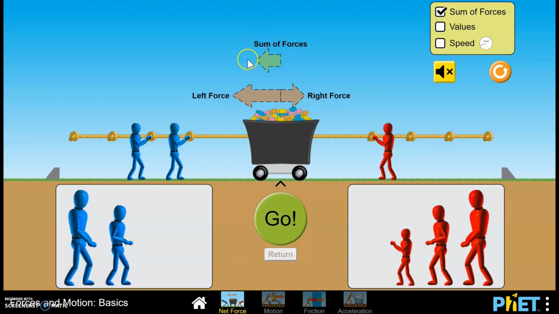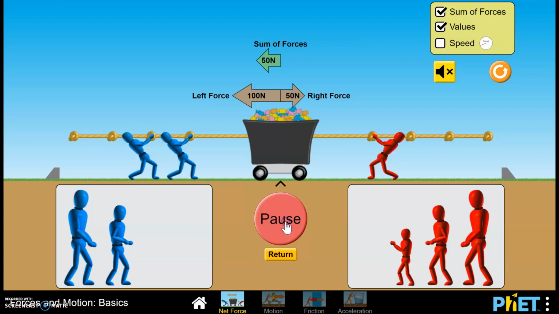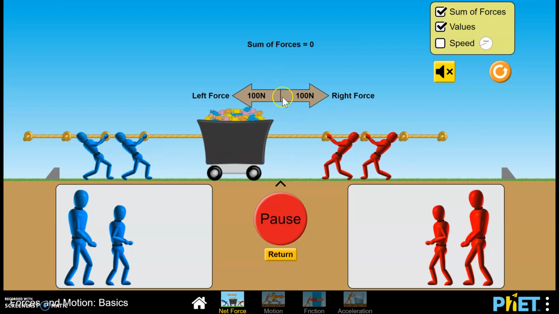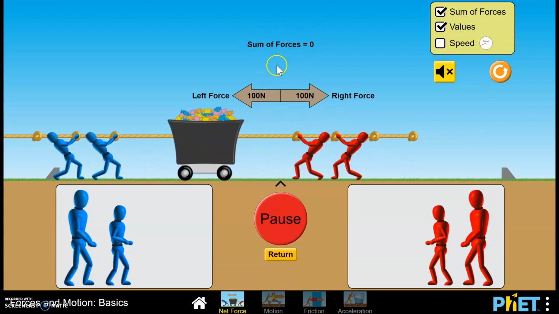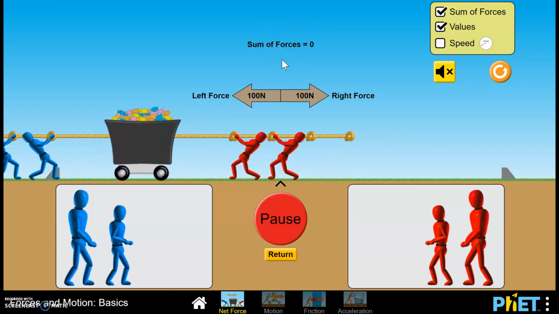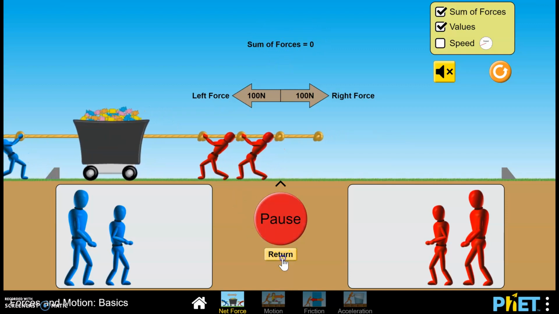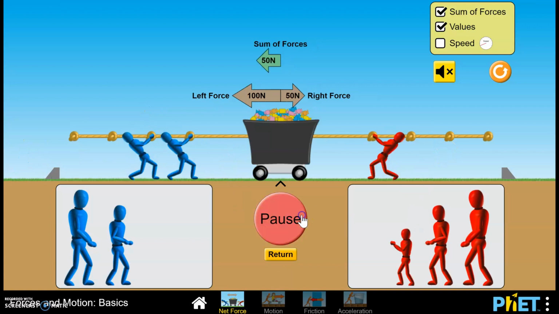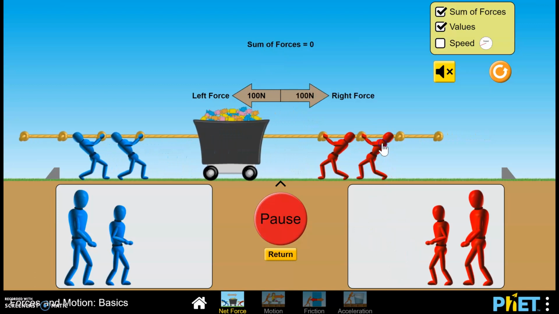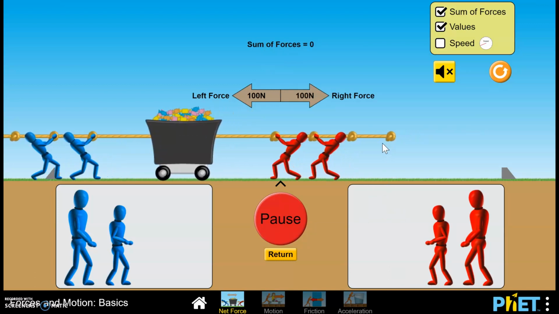So right now we have a net force of 50 newtons to the left, and we know that this means that the blue guys are going to start to win, right? When we put another red guy on, what we're actually doing is balancing out these forces, and the sum of the forces is still 0. Remember, balanced forces do not change the motion of an object. Once this cart started moving, a balanced force on the red guy's side would not change it.